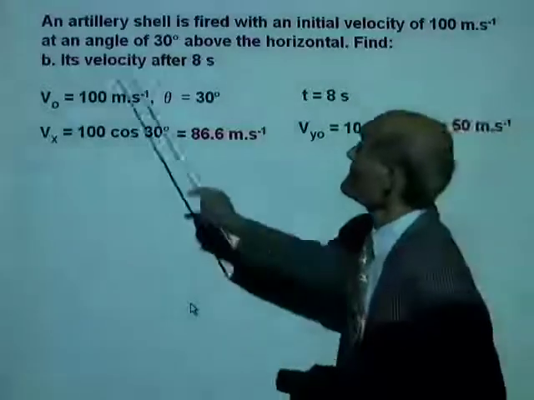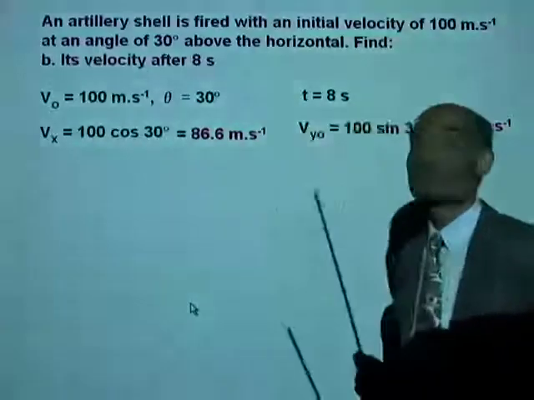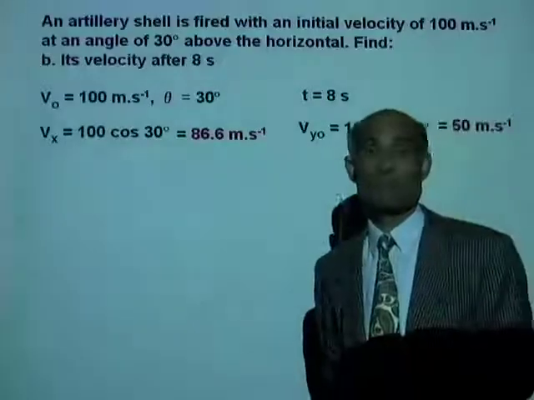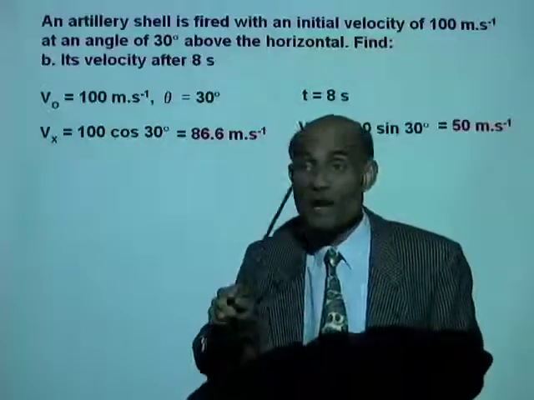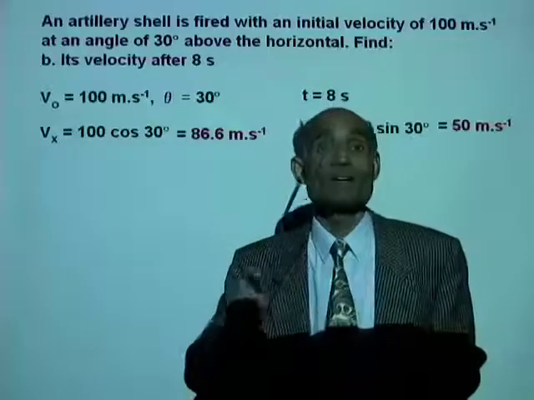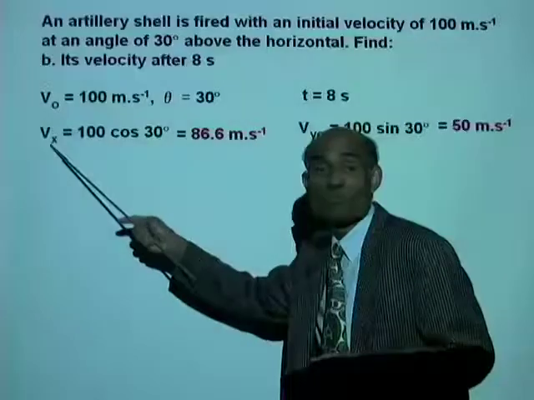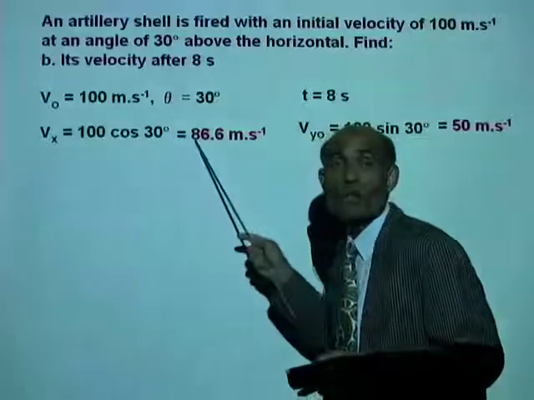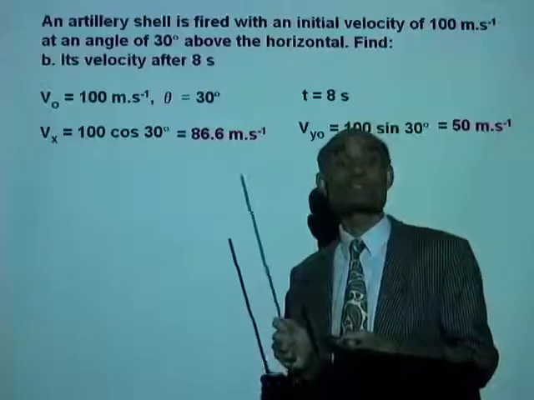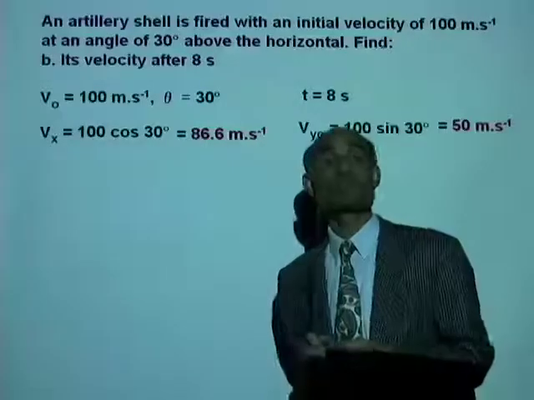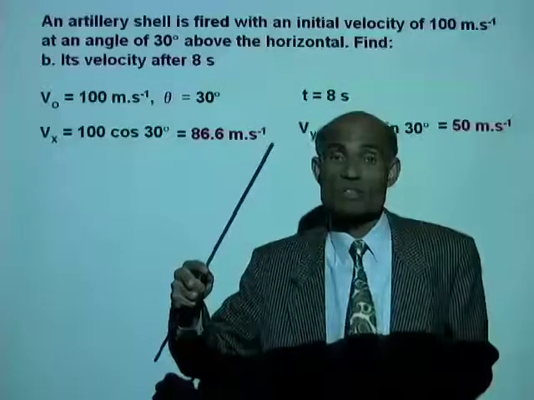Alright, let's now do the B part. Find its velocity after 8 seconds. Alright, the velocity after 8 seconds will also have a horizontal component and a vertical component. Well, the horizontal component of the velocity will not change. That will be 86.6 meters per second. How does the vertical velocity change?